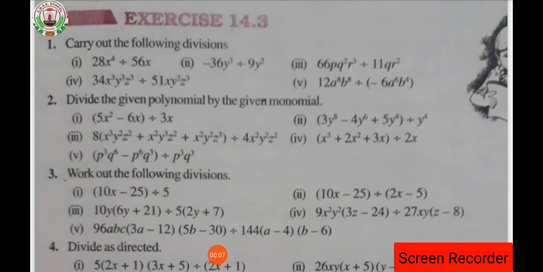Yesterday we had already completed our exercise 14.2. Hope you people have understood those questions. One more thing, students, please try to practice the questions daily, then only will you be able to understand the questions.